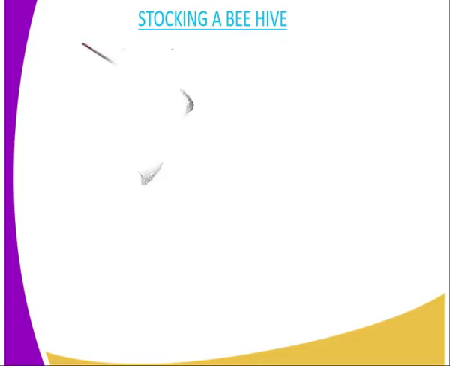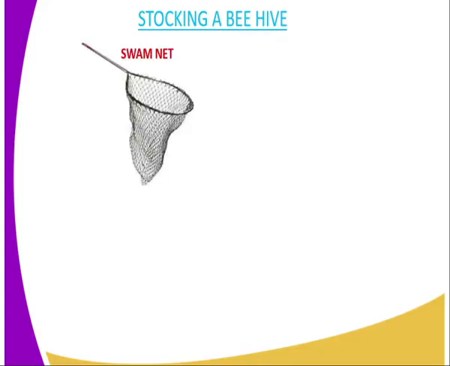Stocking of a beehive. This is the introduction of bees into a new beehive. And where are we supposed to get the bees from? We normally target the swarming bees. And the reasons why the bees swarm from one place to another is because maybe the queen is infertile, or the beekeeper is not providing enough feed to the bees.